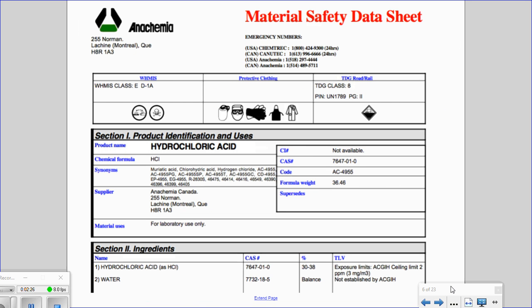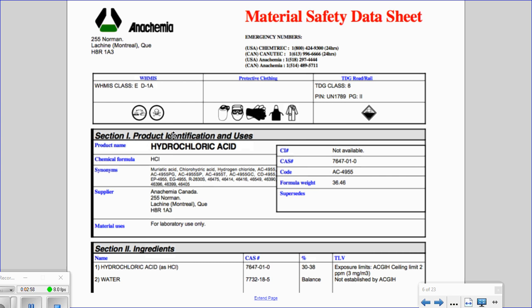In the following set of slides is an example of a material safety data sheet, what it looks like and how the information is presented. This particular MSDS sheet is for hydrochloric acid. On the very first page of the MSDS sheet, there are the WHMIS symbols and the protective clothing that is required. Depending on the concentration, it's very concentrated hydrochloric acid. You should be wearing a face shield, always wearing goggles, gloves, and a lab coat when handling.